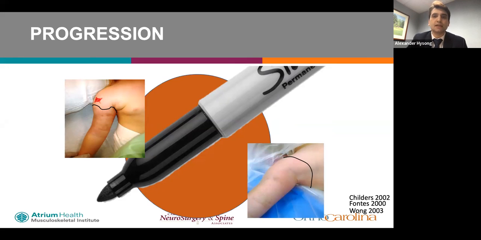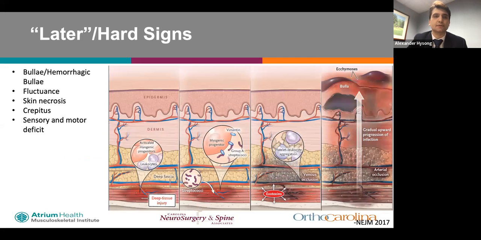And if you see it progress, your concern should really peak, and it might be that at that point in time you start to call your senior or start to initiate management for a necrotizing fasciitis type picture. Later or hard signs of necrotizing fasciitis are bulla or hemorrhagic bulla, which makes sense as we have vasodilation locally leading to blister formation or bulla formation, and then tissue death and direct derangement of our coagulation cascade could lead to bleeding into these bulla.